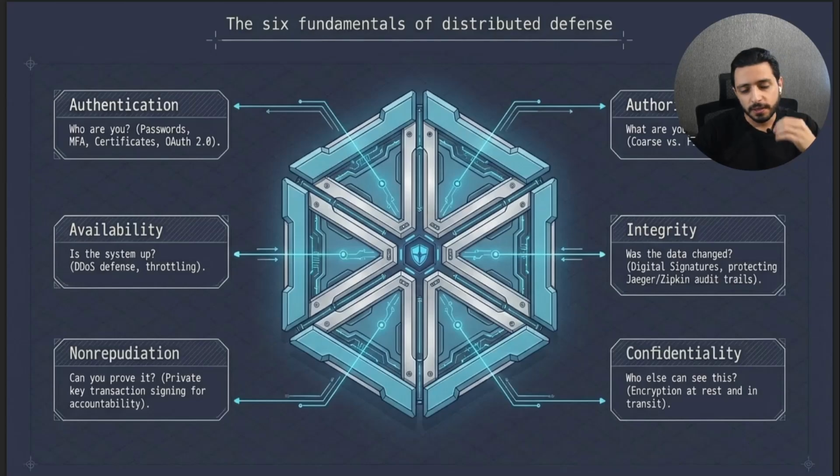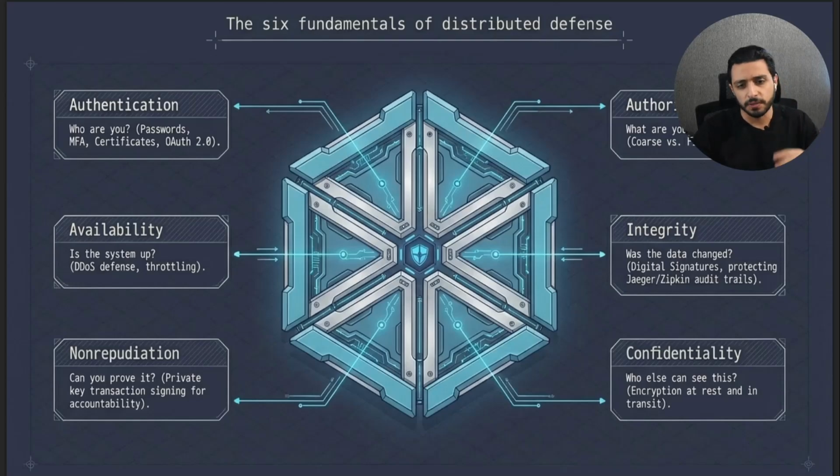We need to ensure that the data isn't intercepted and tampered with. We use digital signatures to detect changes and TLS to protect the data in transit. This also applies to your logs. If an attacker can modify your audit trail in Jaeger or Zipkin, you'll never know who they were. Third one is non-repudiation, which is about whether you can prove that someone did something or not.